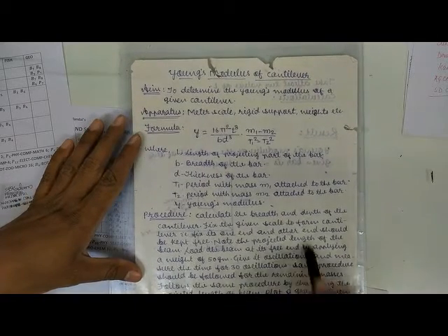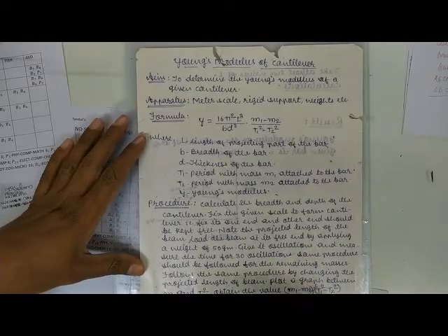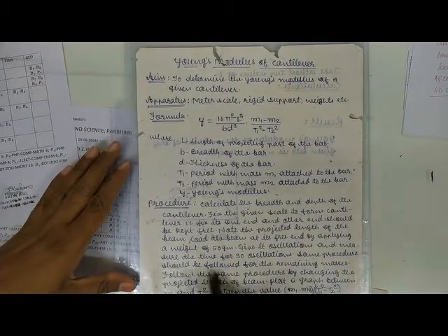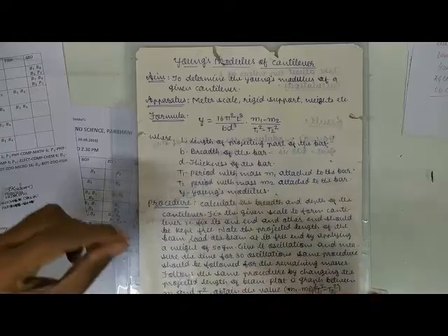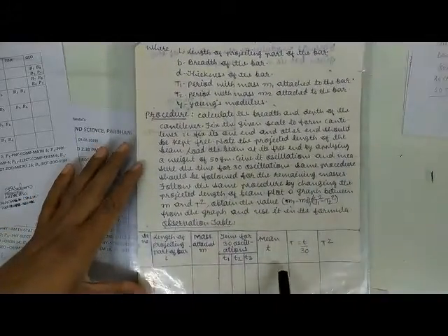This procedure I am going to explain very briefly when we go to the experimental part. Don't worry about this. Simply we have to attach a bar and oscillate it, and we have to count 30 oscillations.